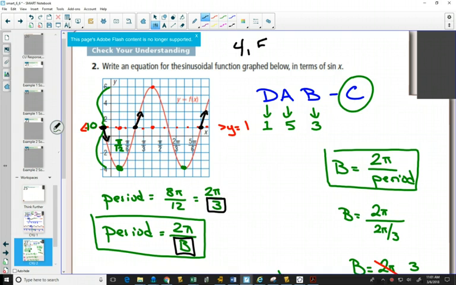So your questions for practice on this one are 4, 5, 6, and 7.